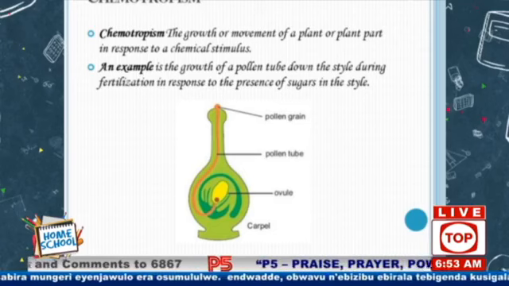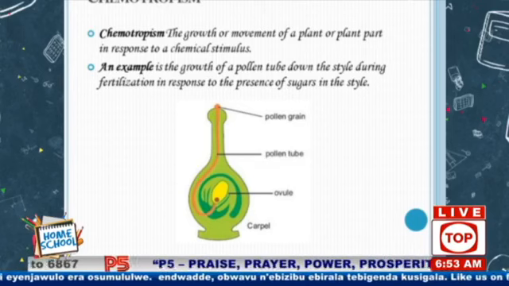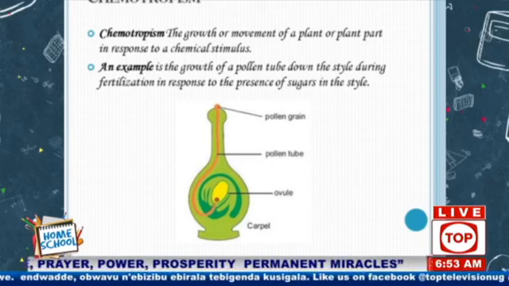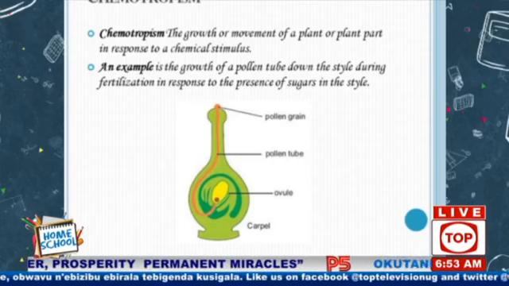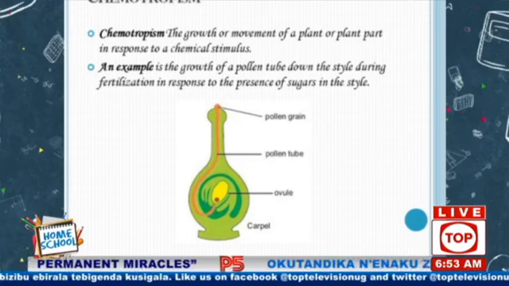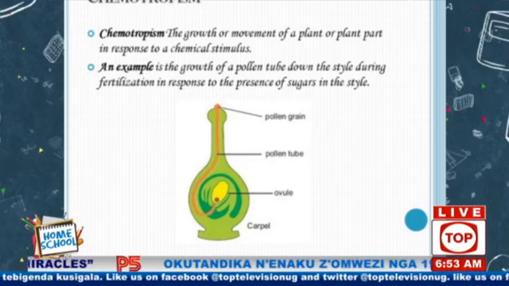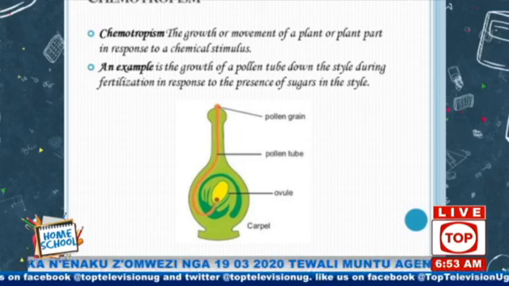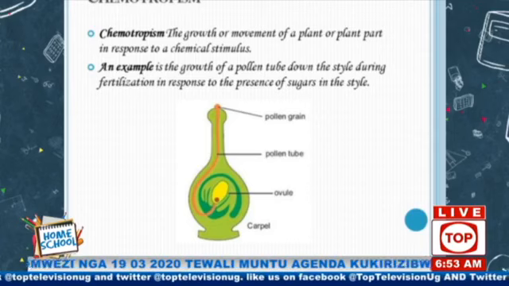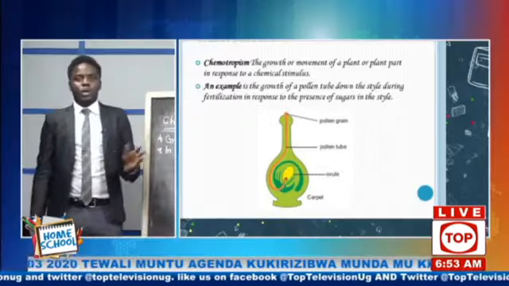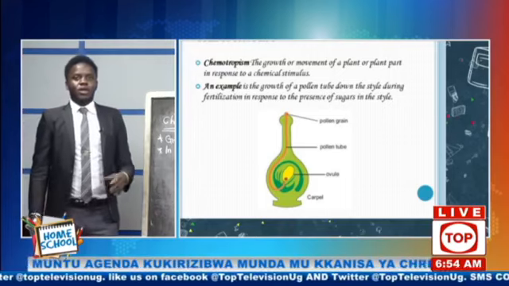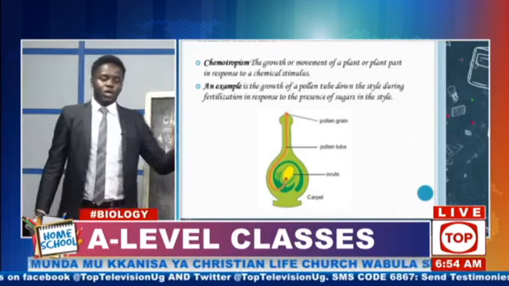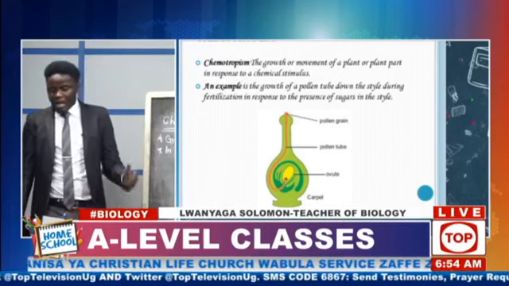The pollen tube grows in response to a chemical. It grows towards a chemical that is synthesized by the ovule. In the absence of this chemical, the pollen tube will not be able to grow towards it. The pollen grains do not germinate in the absence of this chemical. A good example is the growth of pollen tubes down the style during fertilization in response to the presence of sugars in the style. The sugars in the style keep on causing the pollen tube to grow downwards until it reaches the ovule.